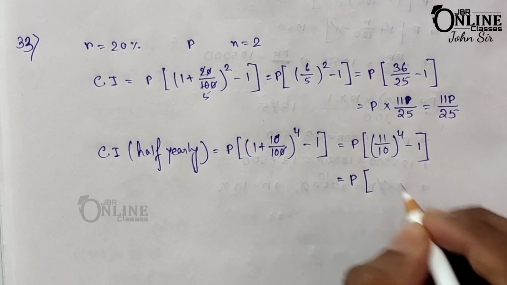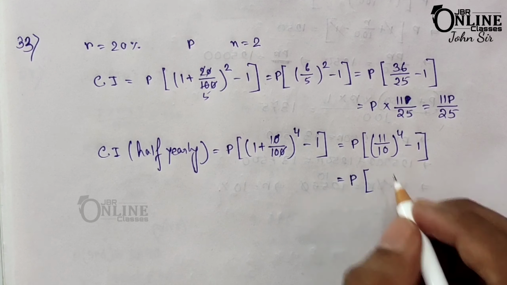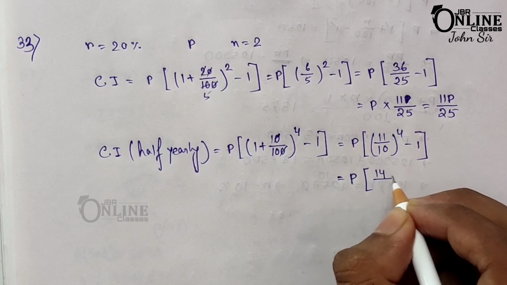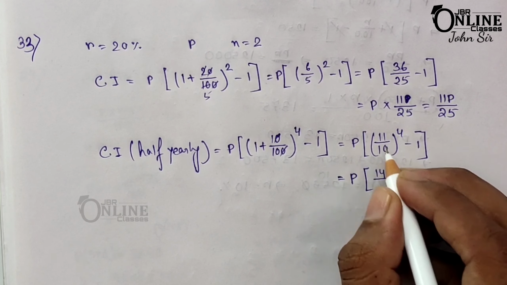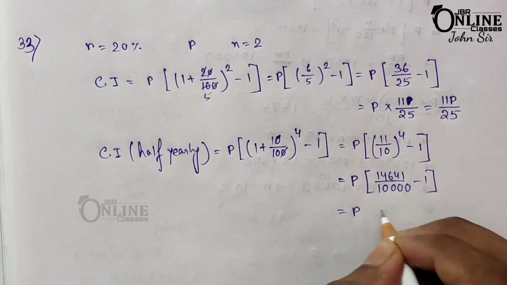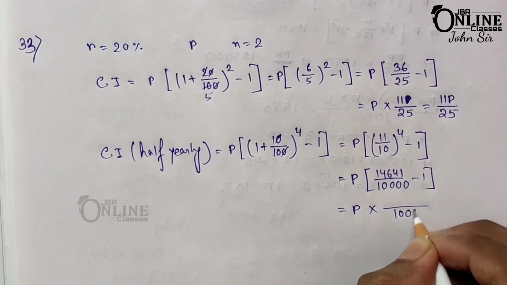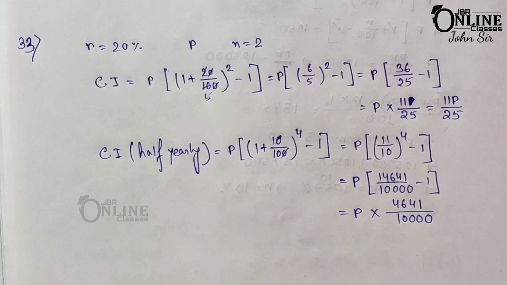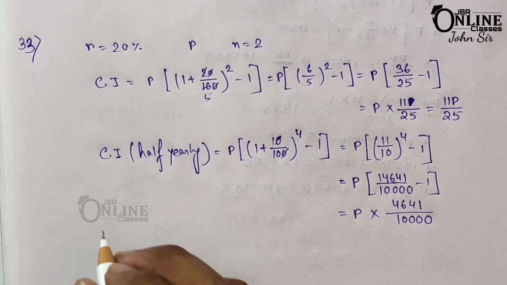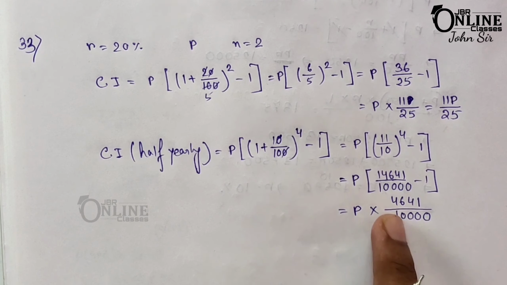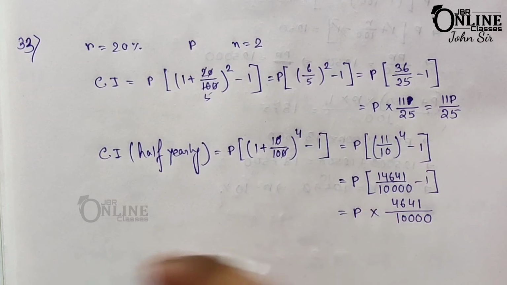So now it will be 14641 as 11 to the power 4, and here 10 to the power 4 minus 1. So it becomes the LCM, and the upper one will be 4641. Okay, now according to the problem, this one is greater than this one, 482.